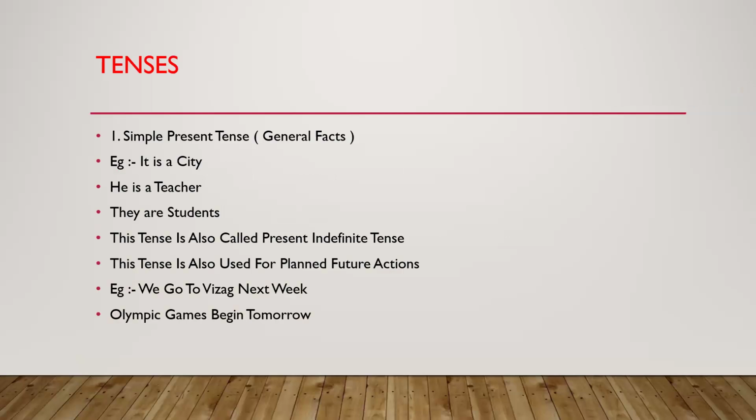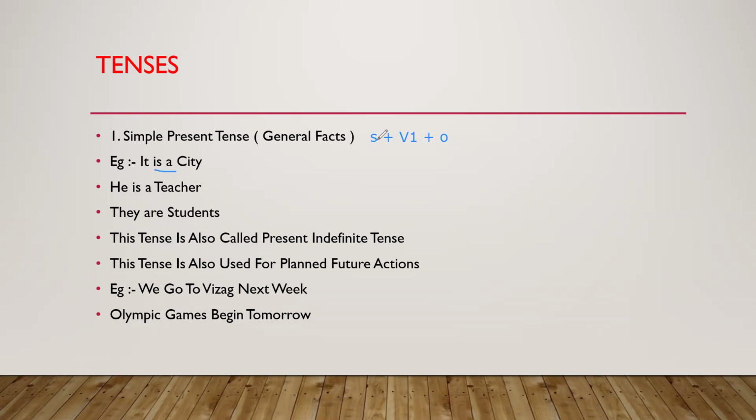Simple present tense. The general facts. It is a city. As I said in previous videos, simple present tense can contain subject plus V1 plus object. But here we see that it is a city.